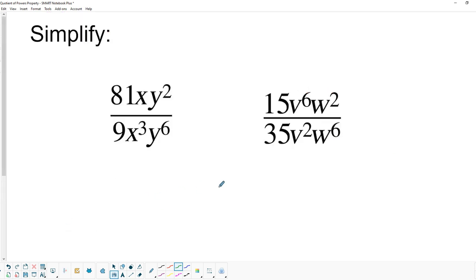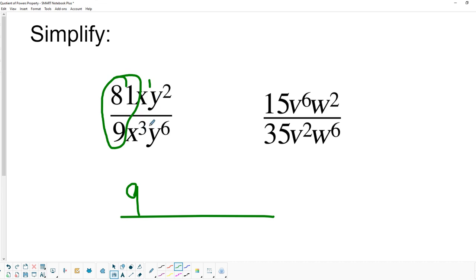Okay, so let's try this one. 8 over 9, oh, looks like that's already simplified, right? Oh no, that's 81 over 9, sorry. 81 divided by 9 is just equal to 9 on the top of this one. As far as our x's, there's an x to the 1 on top, x to the 3 on the bottom. So we're going to subtract 1 from the 3, and that'll give us 2 on the bottom. As far as our y's are concerned, there's more on the bottom than there is the top. So we'll do y to the 6 minus 2, which is 4.